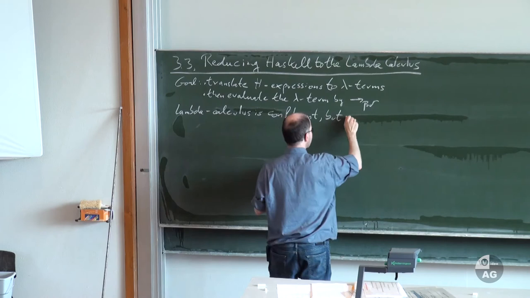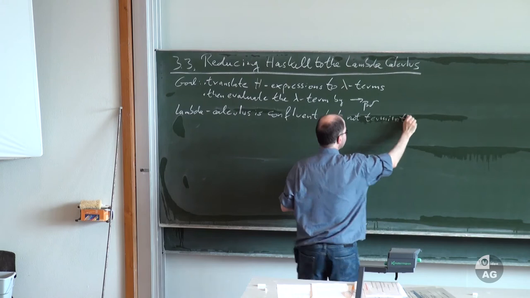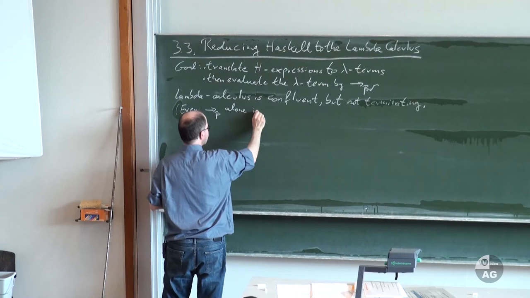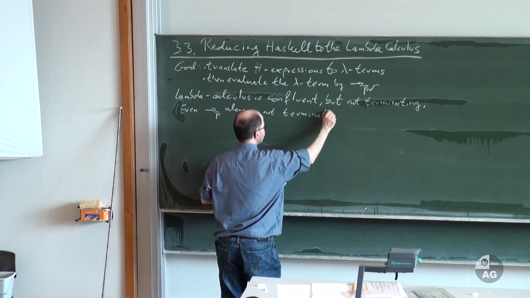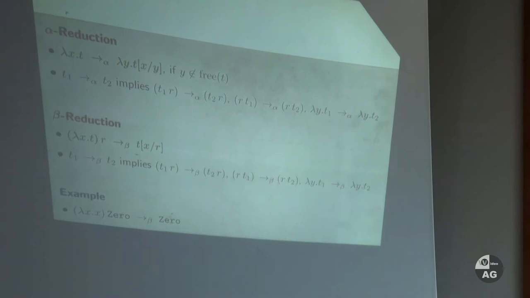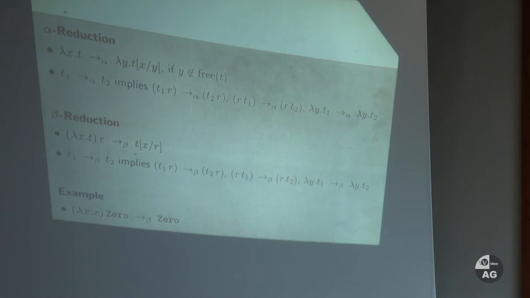And in fact, even if you don't have delta rules, even with the beta rules alone, it's not terminating. Why? Now that's maybe surprising at first sight, because you might imagine, well, beta does this: you take a lambda abstraction and apply it to an argument. So at first sight, you might think this term gets smaller. I mean, here you have one lambda more than here. That's what you might think.